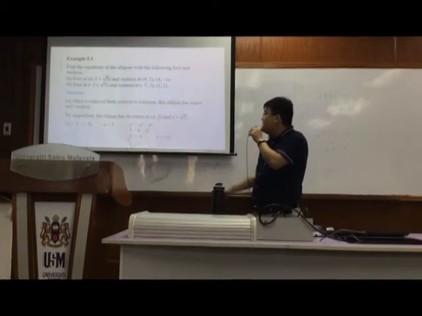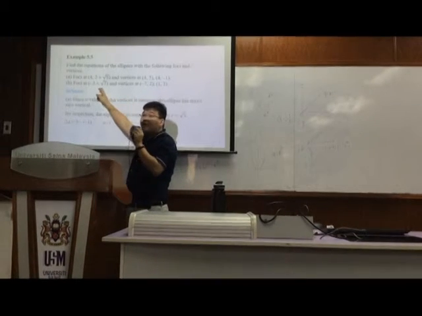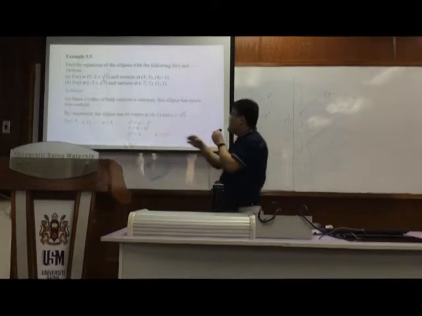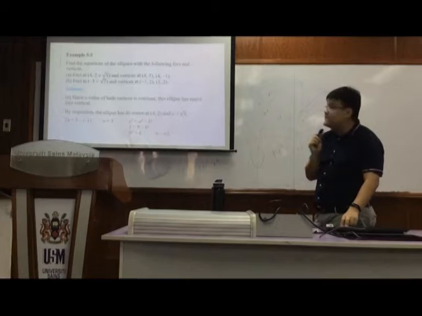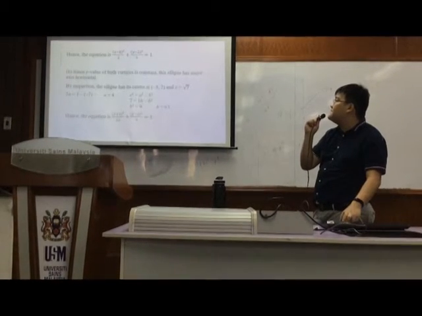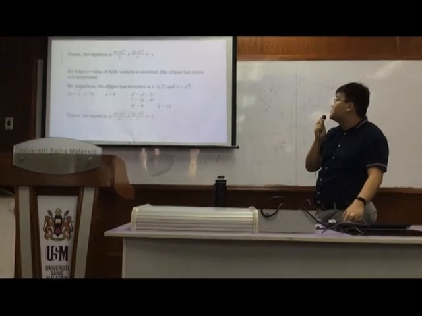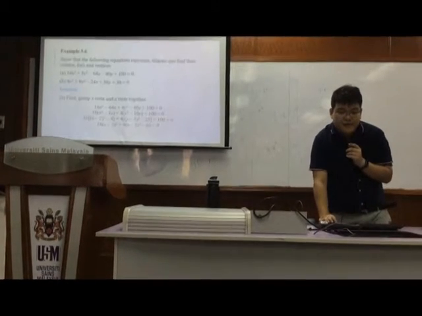So by inspection, this ellipse has center at (4, 2), because the foci are given as 4 and 2. And you can obtain a equals 3, b equals plus minus 2, c equals plus minus square root 5. And this equation is (x minus 4) squared over 4 plus (y minus 2) squared over 9 equals 1. So for part B it is also the same thing.